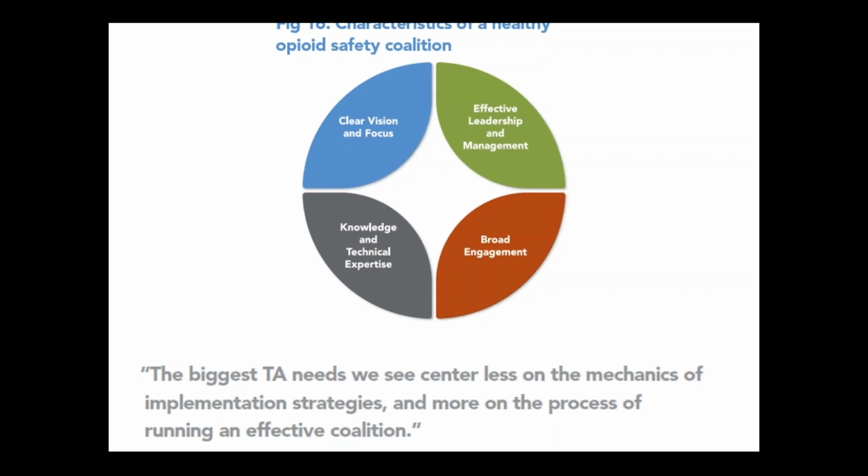And the Technical Assistance Center in Pennsylvania has just done a brilliant job in supporting coalitions in that state. What they found is that they really needed to focus on how to run a healthy coalition, in the same way you think about how to run a healthy organization. A high-performing organization is going to have a clear vision and focus. They're going to have effective leadership and management. They're going to be able to set goals and keep people engaged and enthusiastic about those goals. They have sufficient knowledge and technical expertise to do the work, and they've been able to engage broad stakeholders.